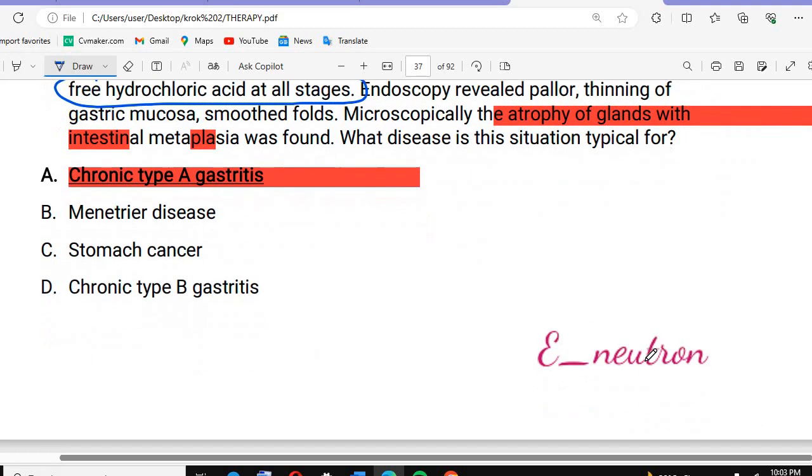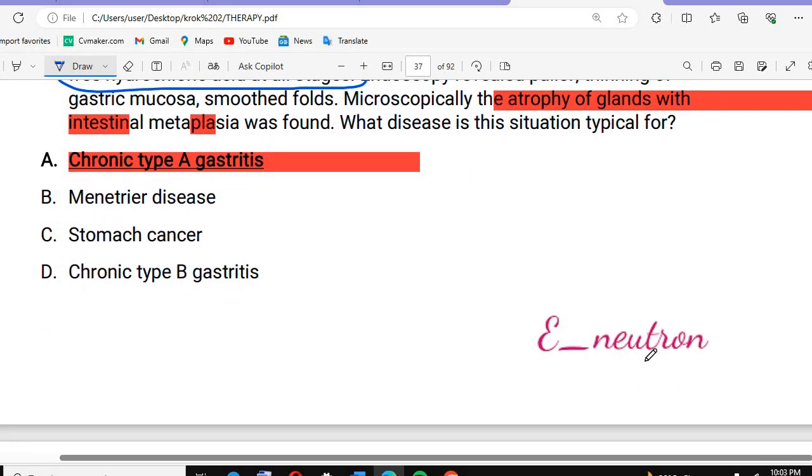When we talk about gastritis, it can be acute gastritis or chronic gastritis. Acute gastritis is caused by Haemophilus influenzae, Helicobacter pylori, or NSAIDs, or it can be autoimmune. Chronic gastritis is divided into three types: type A, type B and type C.